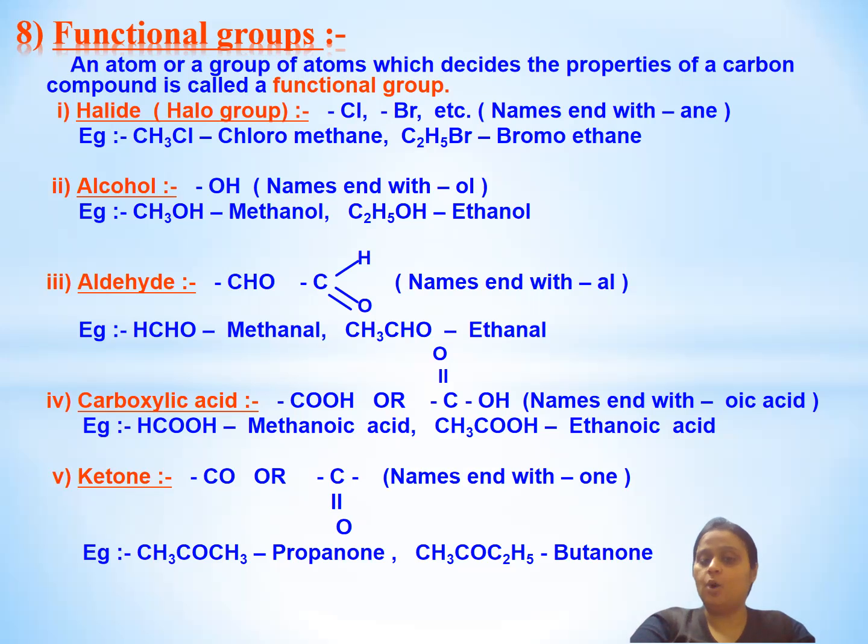So how many bonds are satisfied here? 3. How many more are left? One, because we need 4. So here if you add one H, that makes the formula HCOOH, that is methanoic acid, because you have attached the carboxylic acid group.